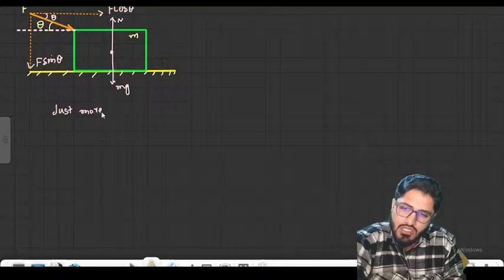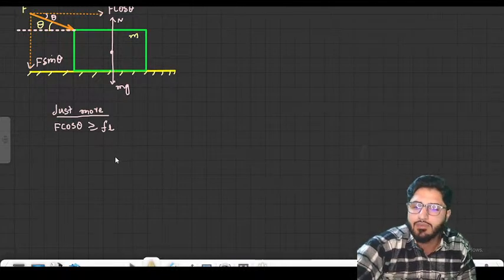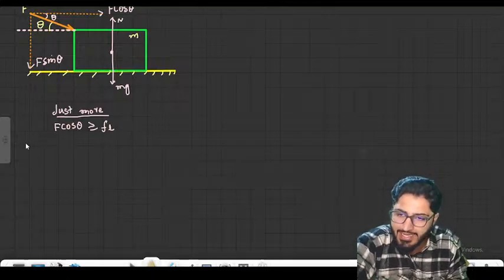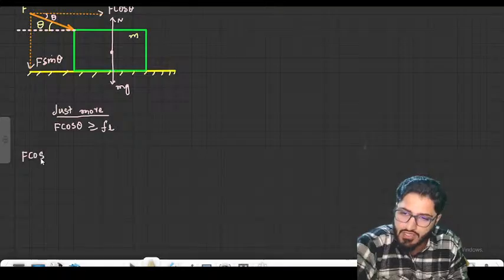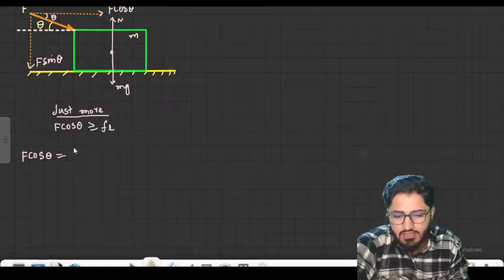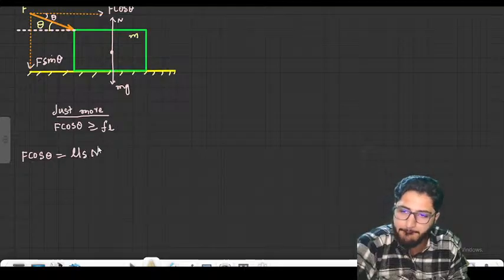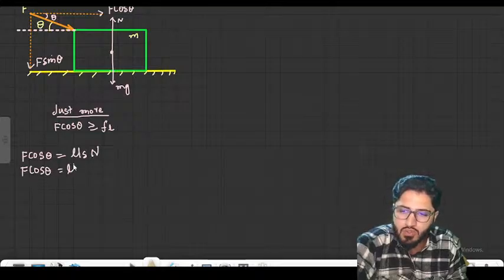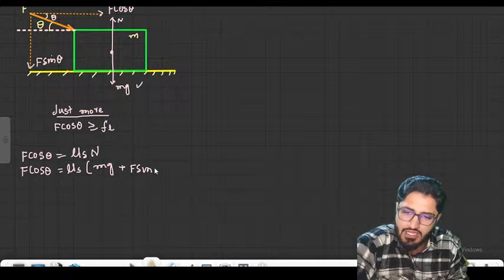If your aim is to just move it, that indicates my F cos theta should be more than or equal to my limiting friction. Now, I can write F cos theta equals FL. What is FL? It is mu s times N. What is N now? N is mg, that is downwards, plus F sin theta.